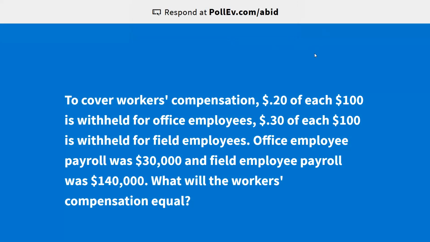To cover workers' compensation, $0.2 of each $100 is withheld for office employees, and $0.3 of each $100 is withheld for field employees. Office employees' payroll was $30,000 and field employees' payroll was $140,000. What will the workers' compensation equal? Do you understand what it means? Actually you have to set up an equation, and I think those two simultaneous equations you need to set up to find their compensation.